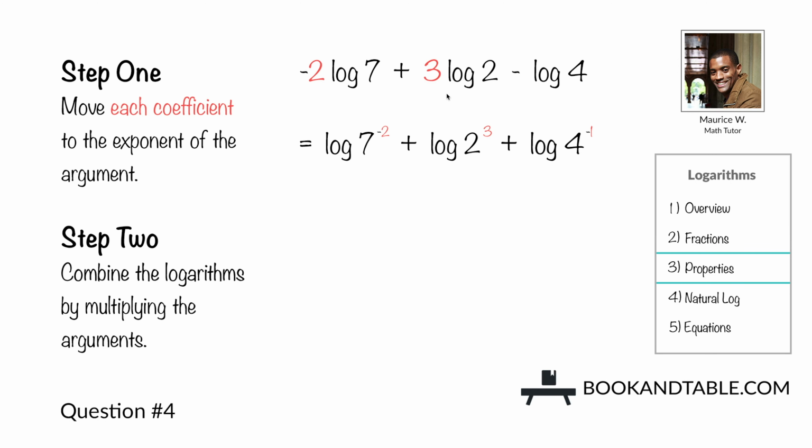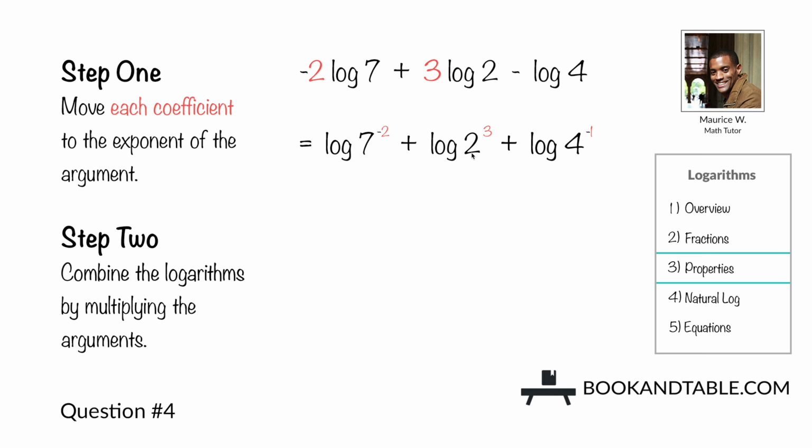Step 1, move each coefficient to the exponent of the argument. So we move this coefficient, negative 2, to the exponent of this argument, 7. We move this coefficient of 3 to the exponent of this argument 2. And we move this coefficient of -1 to the exponent of this argument 4. So after this step, we wind up with the log of 7 to a power of -2, plus the log of 2 to a power of 3, plus the log of 4 to the power of -1.